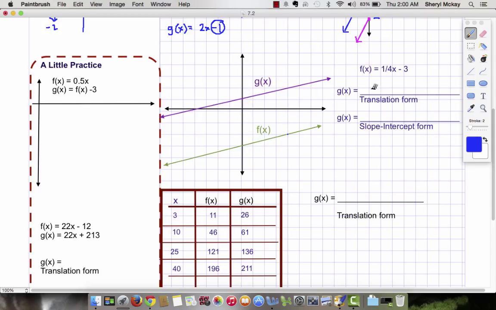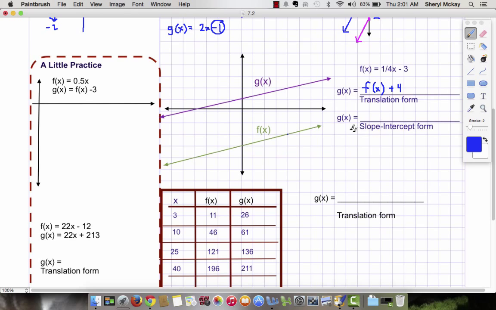We took f of x and we moved f of x. If I look at my y-intercept, I went up 1, 2, 3, 4. So g of x is just f of x plus 4.